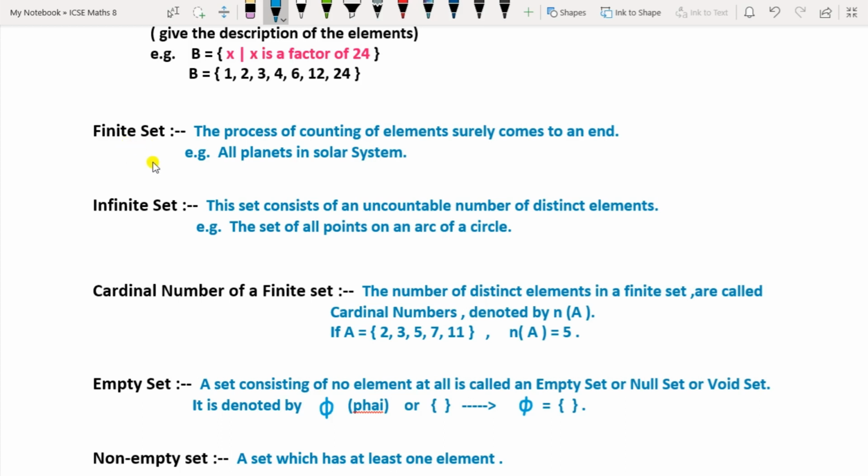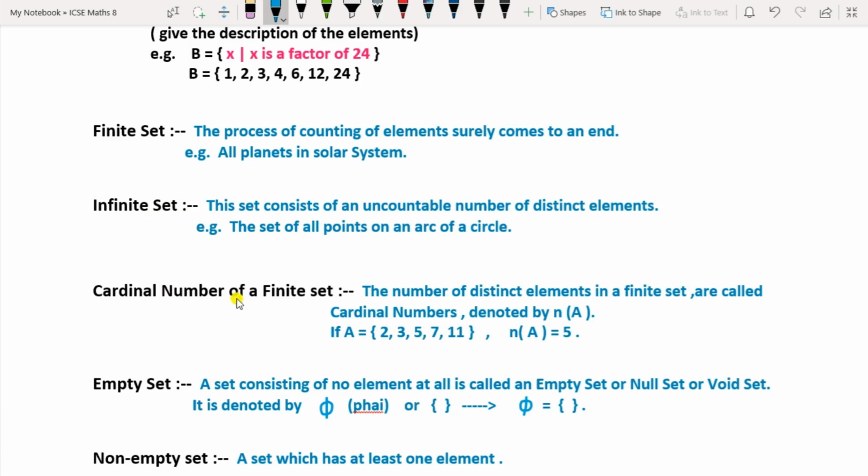If you write the set of even numbers from 0 to 20, it is finite. Such numbers, which end at a point, form a finite set. Then the infinite set: a set that consists of an uncountable number of distinct elements is called an infinite set. For example, the set of all points on an arc of a circle is called an infinite set.